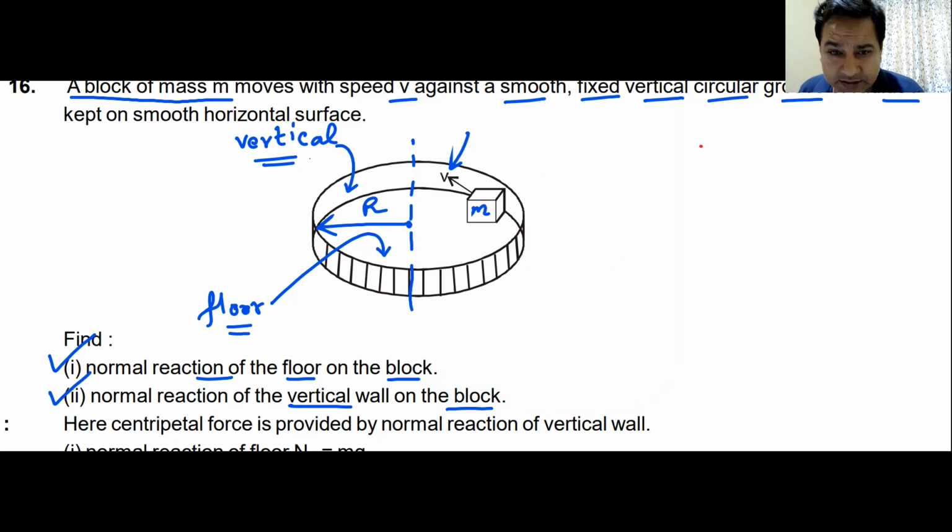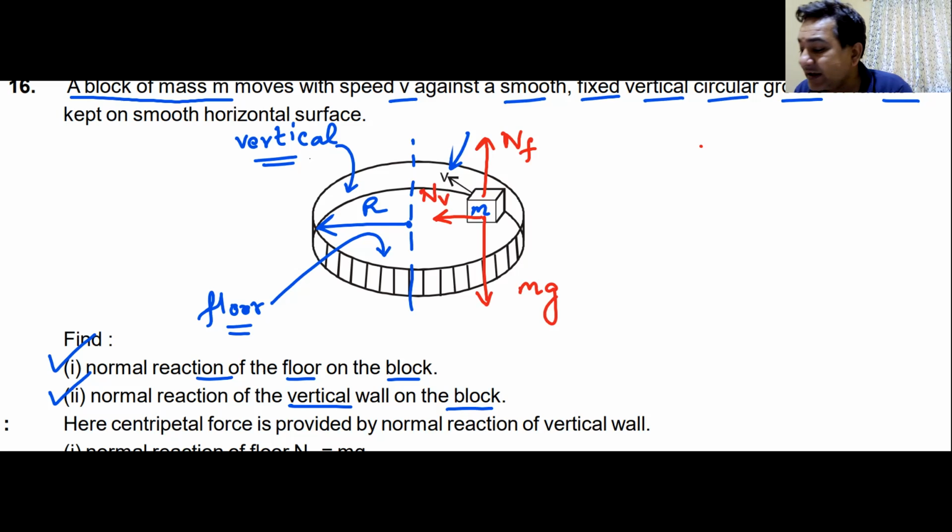So what are the forces acting on this body? The first one is the weight, which is vertically downwards, mg. All of us understand this. Then there is normal reaction coming from the floor because it is on the floor. I call it NF: N for normal reaction, F for floor. Simple. Then it is in contact with the vertical wall, and this vertical wall will give it a normal reaction perpendicular to the wall, and we call it NV.